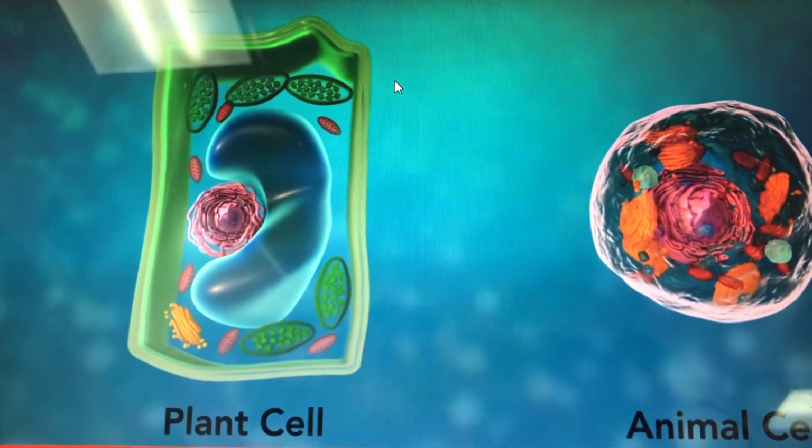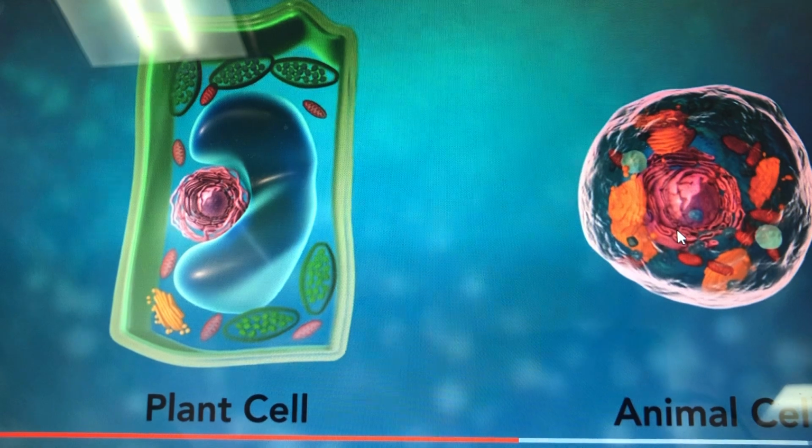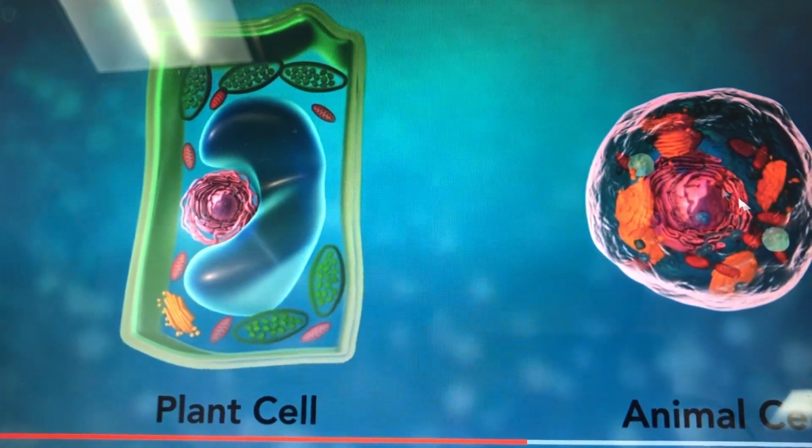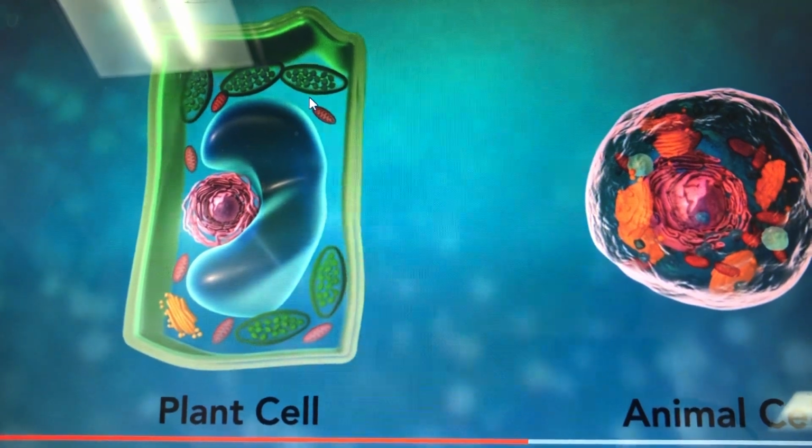They convert these to glucose and oxygen. And as animal cells, we don't need this chloroplast because we don't make our own food. Only the plants make their own food, so they need this chloroplast.